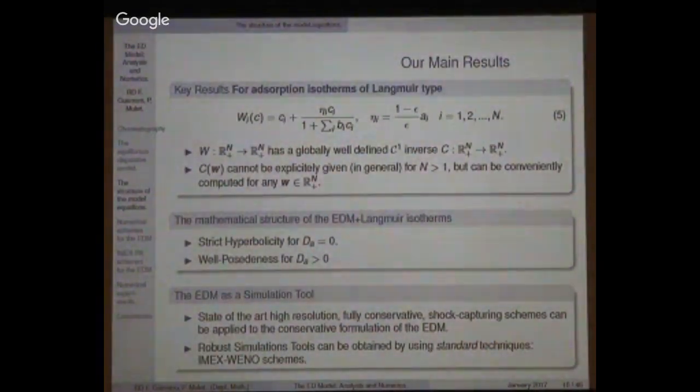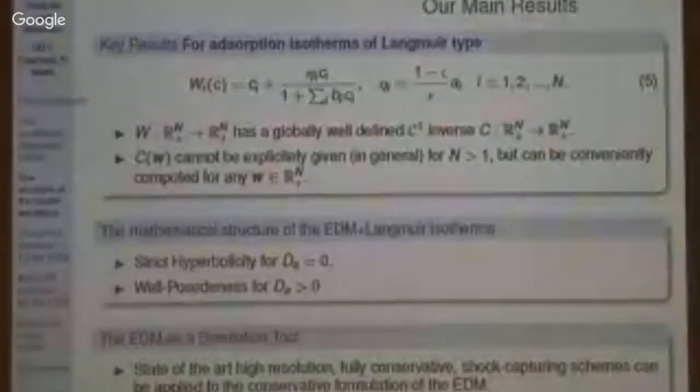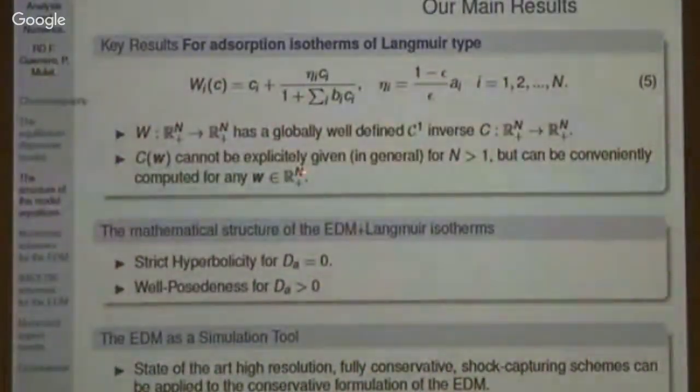So what are our main results in this context, okay? The main result is that this thing here does have a globally well-defined inverse. You cannot give it explicitly, so you don't have a formula in general. For n equal to 1, you can do it, but in general, you don't have an explicit formula. But you can compute it. And if you can compute it, then the machinery can work, okay?